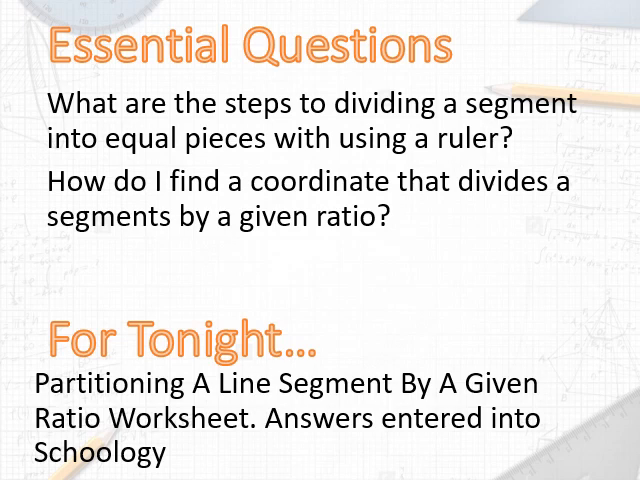Finding a coordinate that divides a segment by a given ratio. You're going to divide the horizontal and the vertical distance by the total number of pieces needed, or the fraction of the entire line that you actually need, and then just count boxes or add or subtract to your x and y coordinates. Very simple, very straightforward, just practice it.